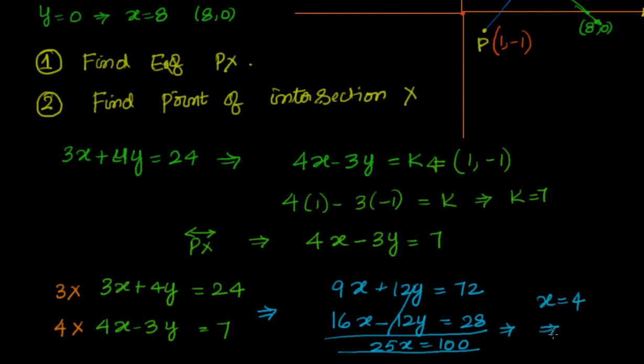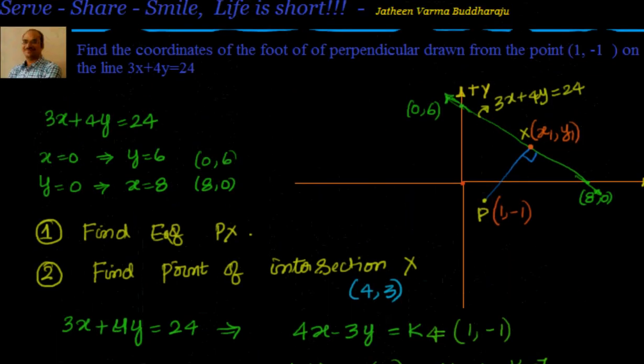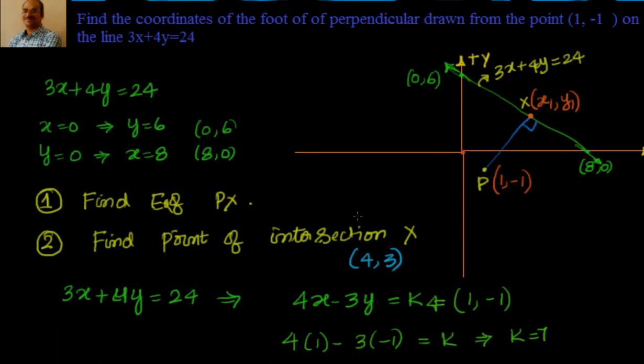If x equal to 4, then 4y equal to 24 minus 12. So y equal to 3. So the coordinates of the foot of the perpendicular are (4, 3). How have we solved this?